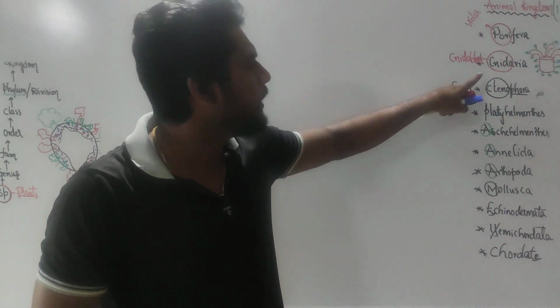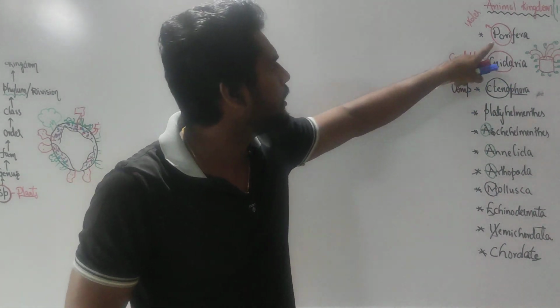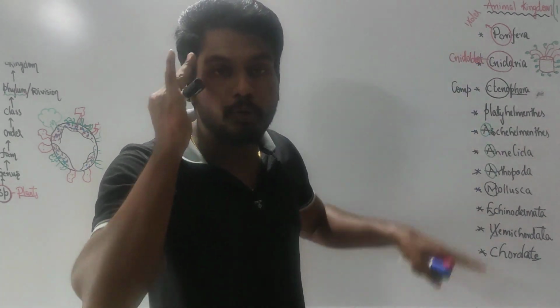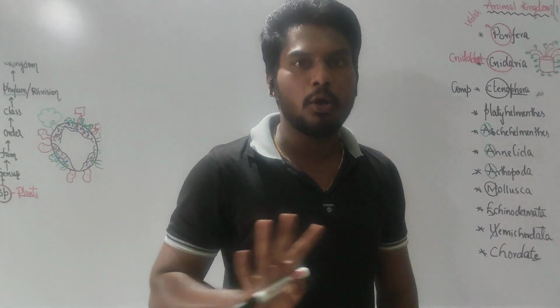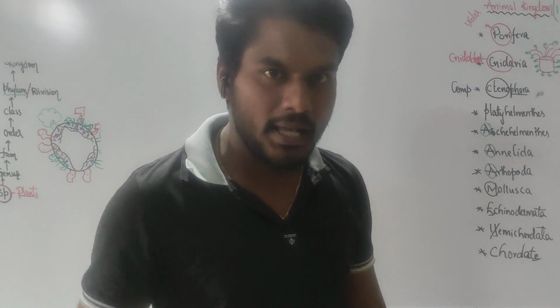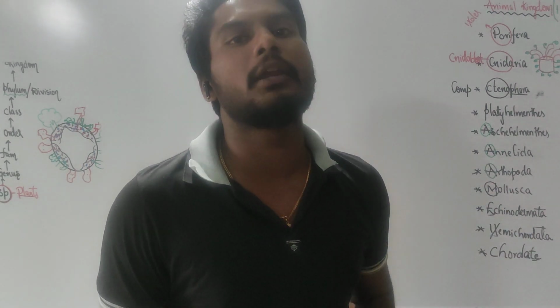Cteno means comb. Cnidae means cnidoblast cell. Pori means hole. You have to keep this in your mind. If I say hole, it means pori. Cnidoblast, Cnidaria. Comb means Ctenophora.